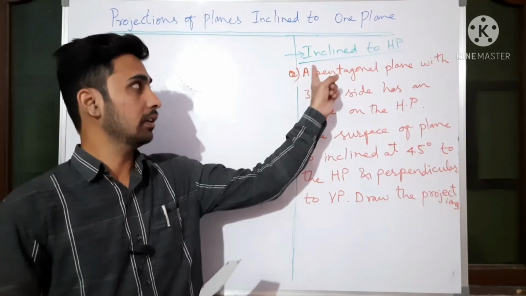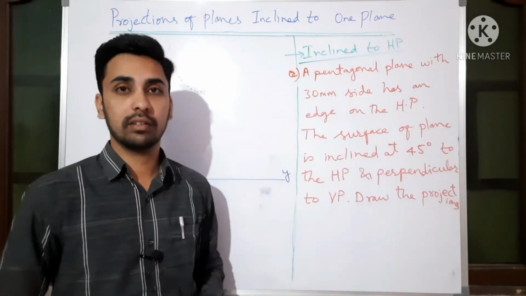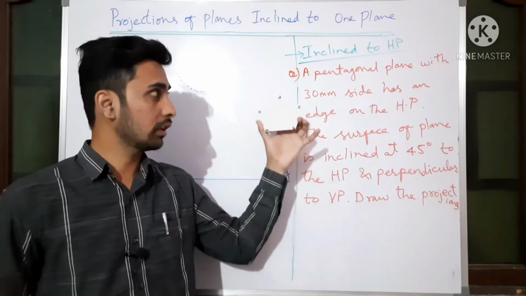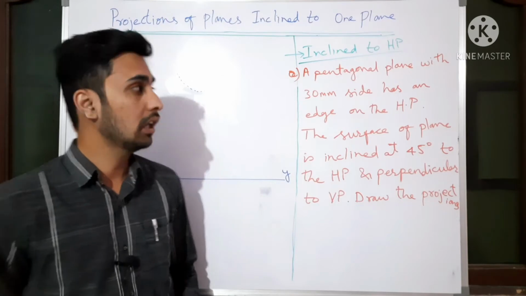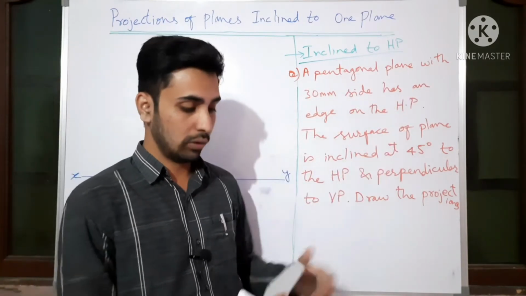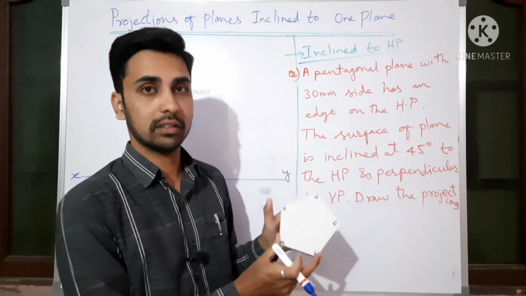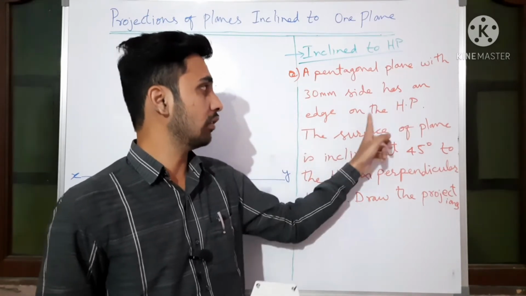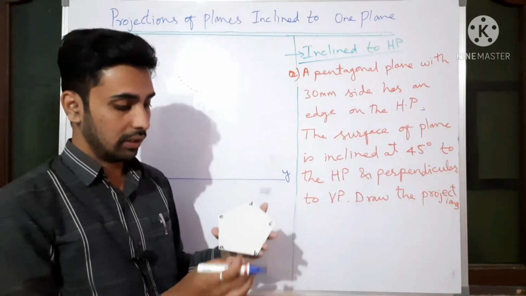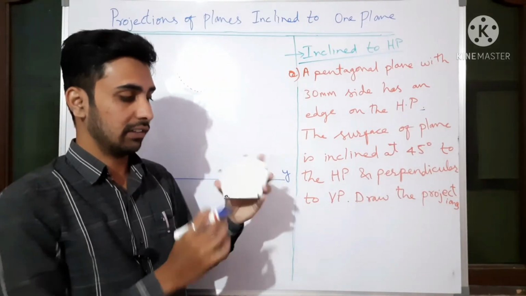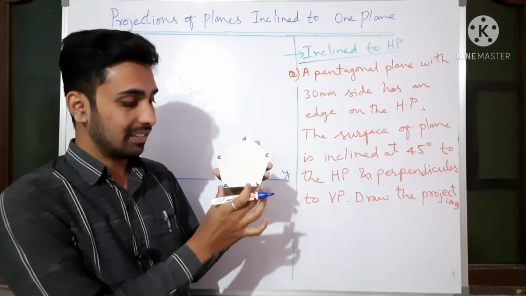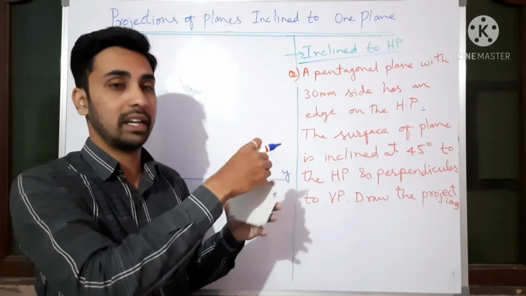Now we will see inclined to HP, that is the second heading. So here we have a pentagon. What they are saying in the question, we will see. First of all, a pentagonal plane with a 30 mm side. Okay, this side is given as 30 mm, has an edge on the HP. So till here we will see first the question. The edge, any one edge you take, this edge, that edge, anything. Here I have kept A, B, C, D, so I will prefer this edge. So this one edge is on HP.